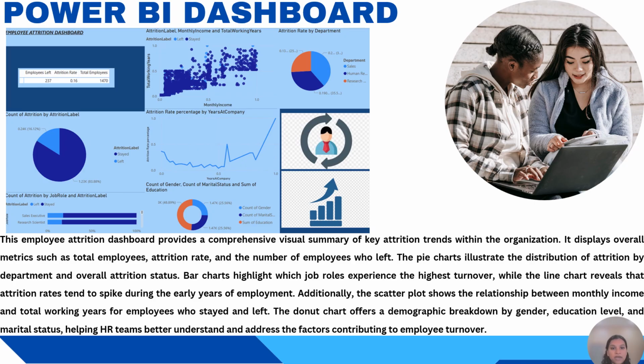The job role bar chart shows that sales and research roles experience more turnover. Lastly, the donut chart breaks down the data by gender, marital status, and education, offering deeper insights for HR decision making.